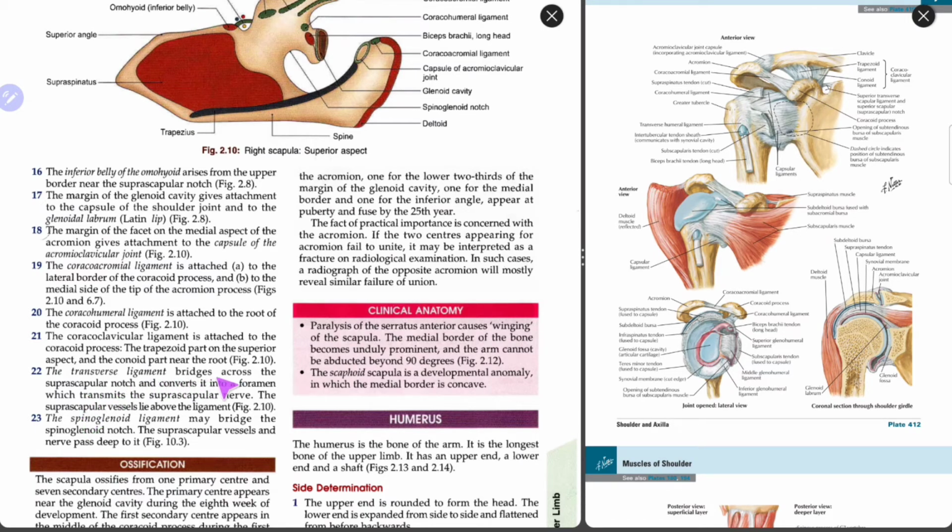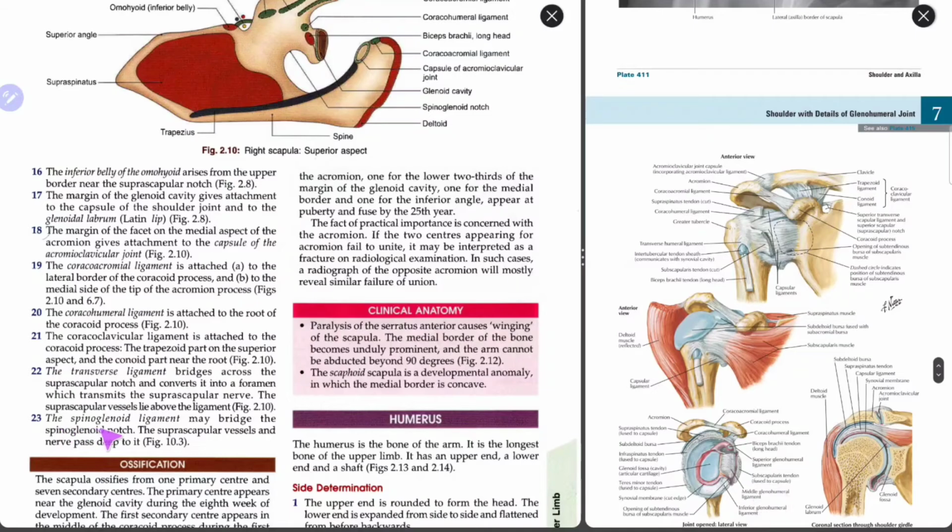The transverse ligament bridges across the suprascapular notch. This is the transverse ligament and suprascapular notch, and it converts it into a foramen which transmits the suprascapular nerve. The suprascapular vessels lie above the ligament. The spinoglenoid ligament may bridge the spinoglenoid notch. The suprascapular vessels and nerve pass deep to it.